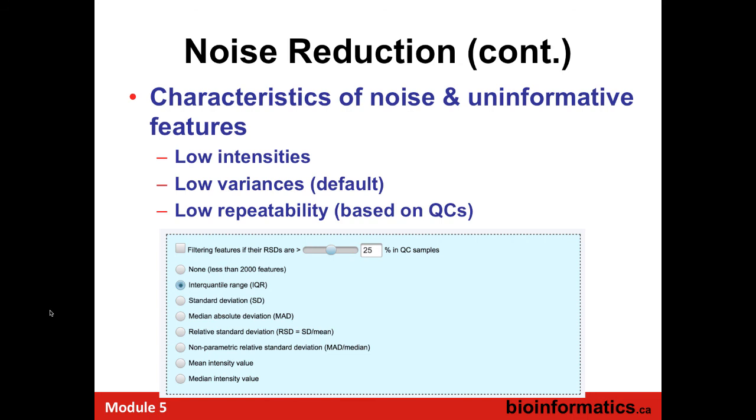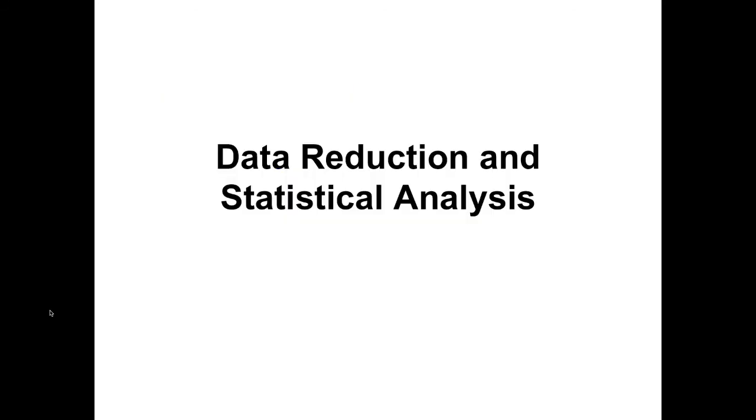So those are some tricks and some tools that are available in MetaboAnalyst to get rid of some of the data that's uninformative noise. Okay, so that's cleaning up your data, that's getting it normalized, which is probably the most important step. And then you're ready essentially for the data reduction and the statistical analysis.